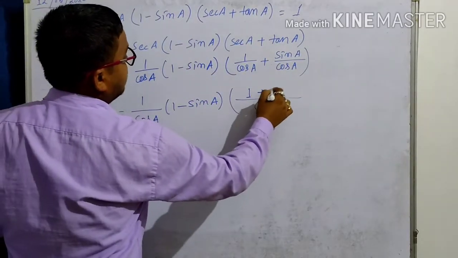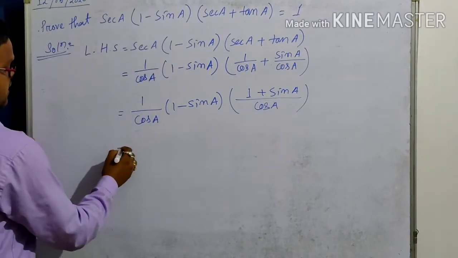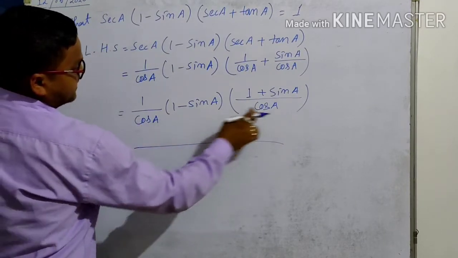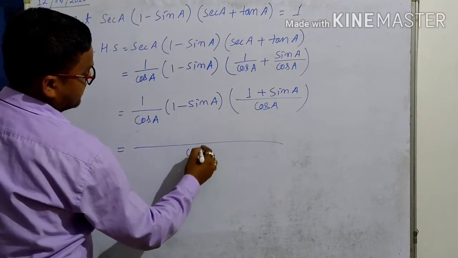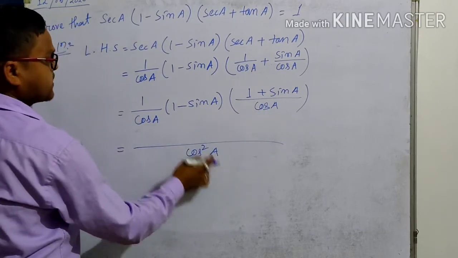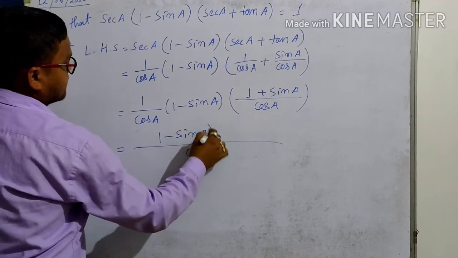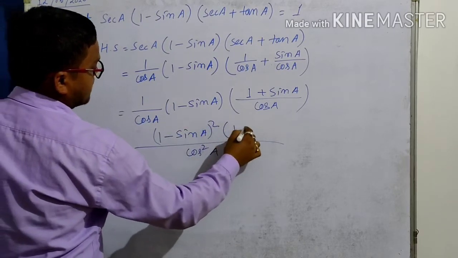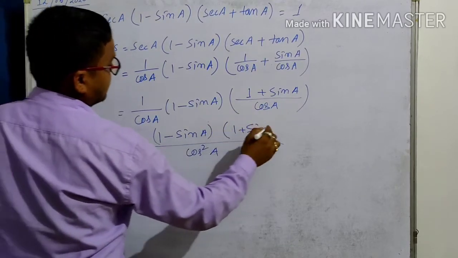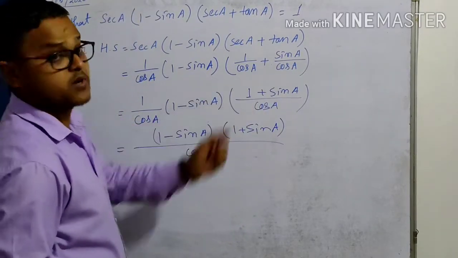So here also you get sin a. Just simple LCM part is there. Now you see here all are multiplied forms. So what can you do? Cos a into cos a, you will get cos square a. You can multiply this cos a cos a, then you will get cos square a, and the above part is 1 minus sin a, and you will get 1 plus sin a, because they are in the numerator part.